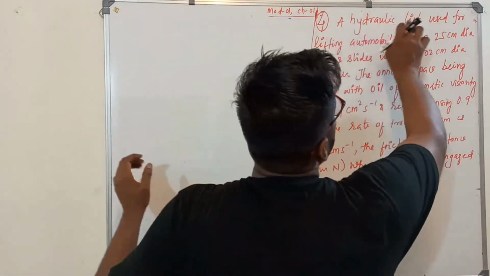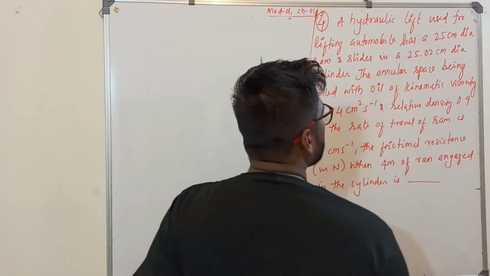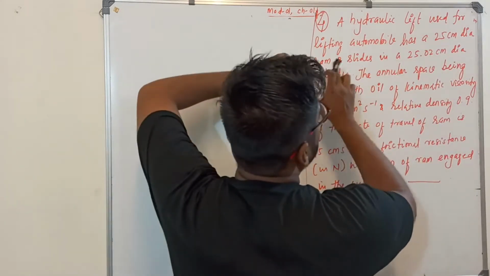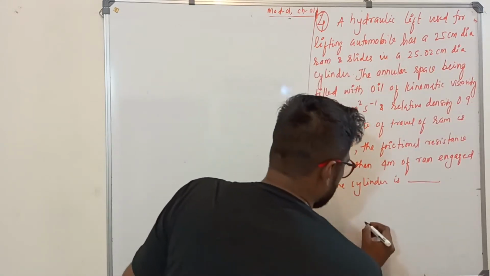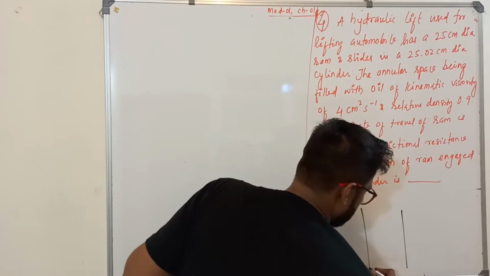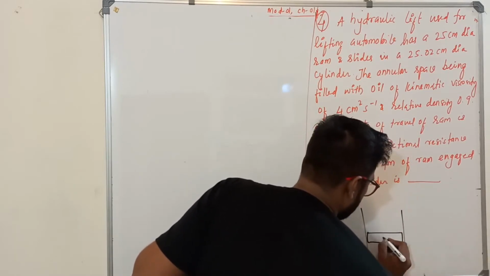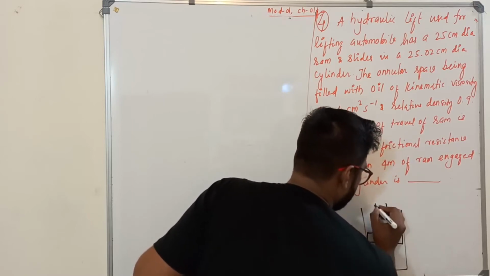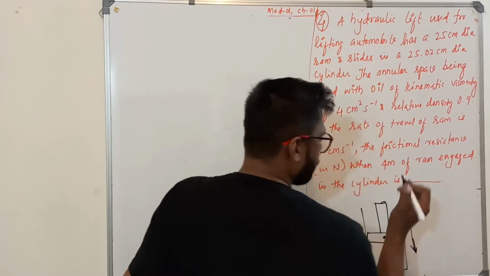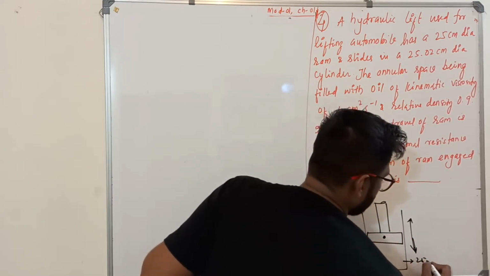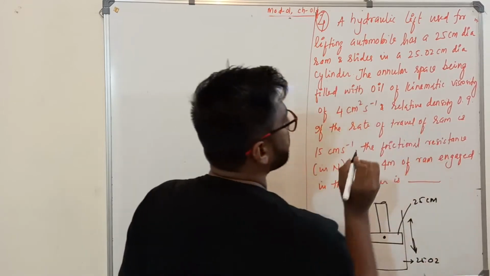See, there is a hydraulic lift used for lifting automobile, has a 25 centimeter diameter, and it slides in a 25.02 centimeter cylinder bore. Here you have a ram. Okay, you have a hydraulic ram which is going up, down, zoom, zoom, zoom. Like that it's moving. So this dia is how much? 25.02, and this dia is given how much? 25 centimeter. Everything in centimeter.